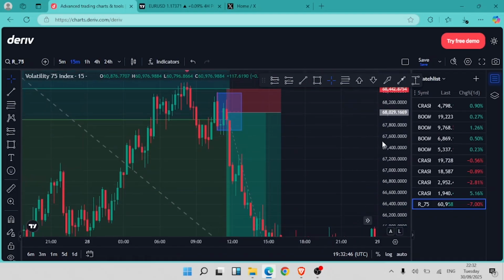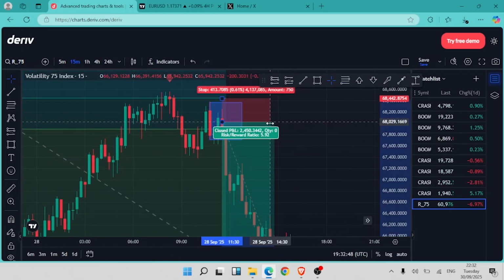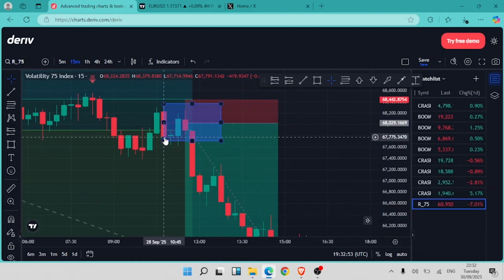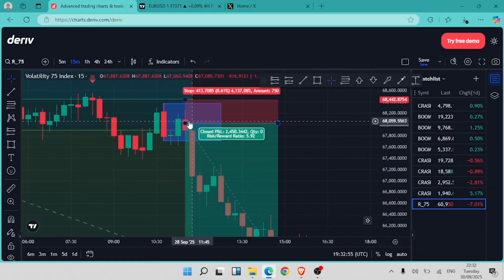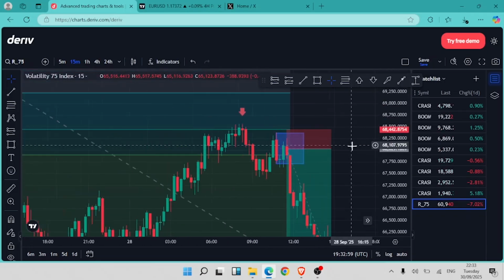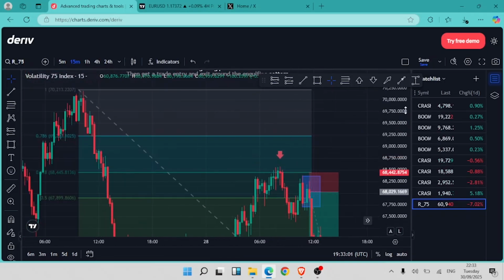So those are the two ways to engage, and you can actually use both of them at the same time. The first entry at the close of the engulfing candle, the second entry at the 50% of the engulfing candle. So that is just one example.